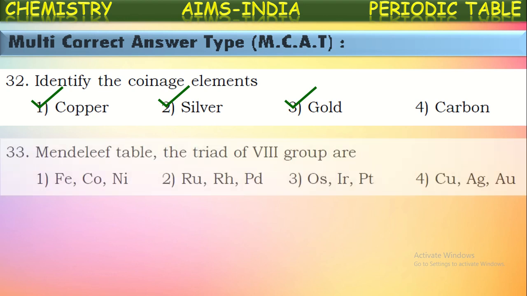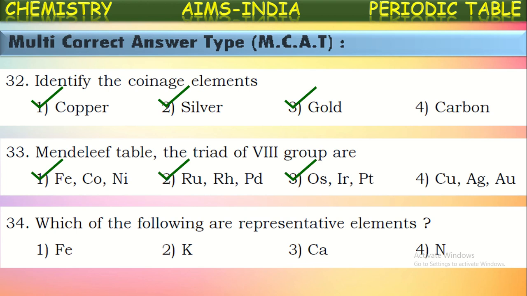Okay, next one. Mendeleev's periodic table. In the Mendeleev's periodic table, the triads of the 8th group. So in the Mendeleev's periodic table, there are three sets or three triads in the 8th group. They are iron, cobalt, nickel, ruthenium, rhodium and palladium, osmium, iridium and platinum. These three sets come under triads of Mendeleev's periodic table from the 8th group.